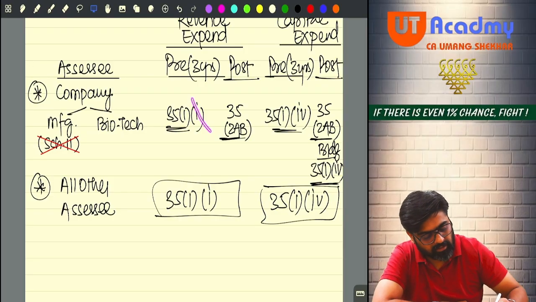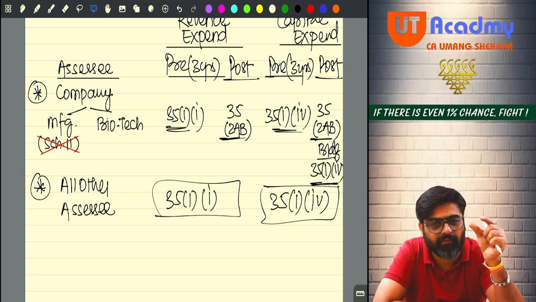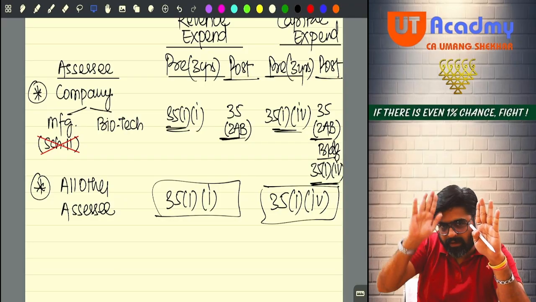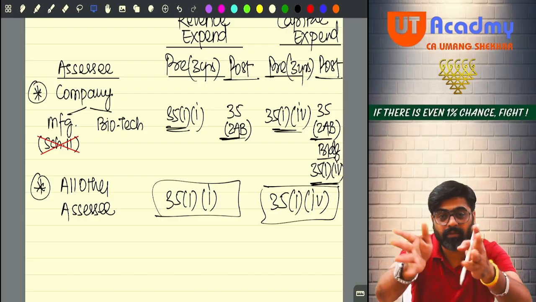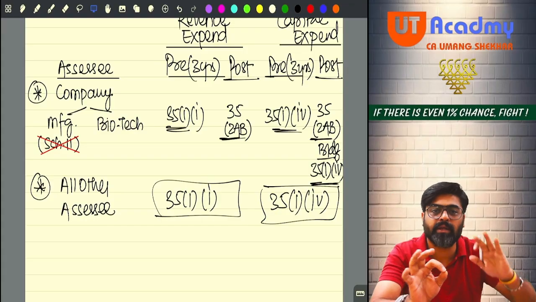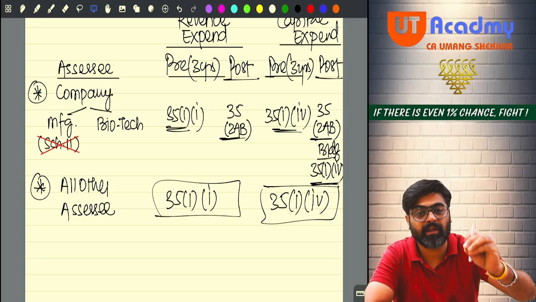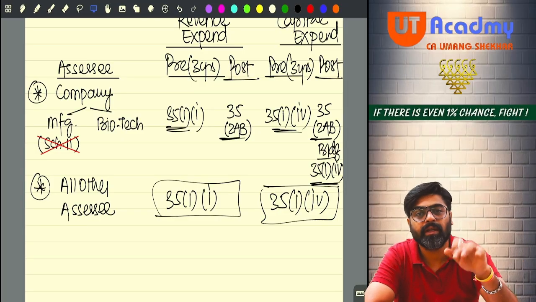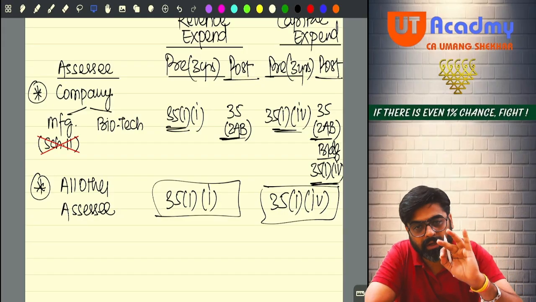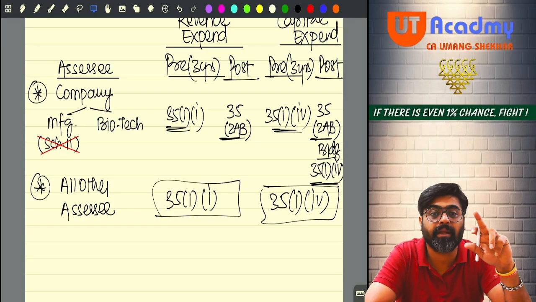Simple, don't remember these clauses. Can you just remember section 35? Section 35, that's it. Any assessee, whether this company or any other assessee, if that assessee has incurred expenditure, revenue nature or capital nature, for the purpose of scientific research related to its business, that entire expenditure is allowed as a deduction in the year in which that revenue or capital expenditure is incurred. Capital expenditure other than land.